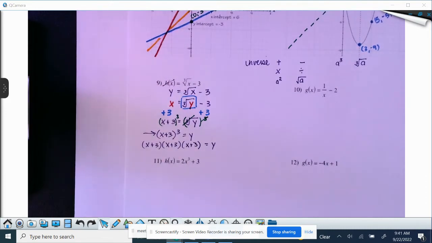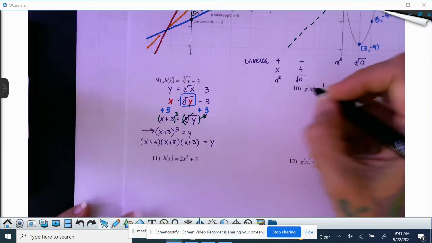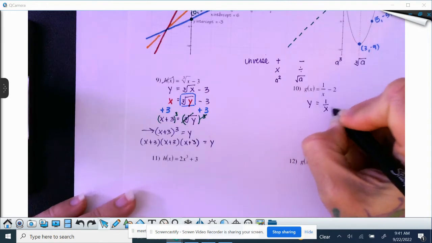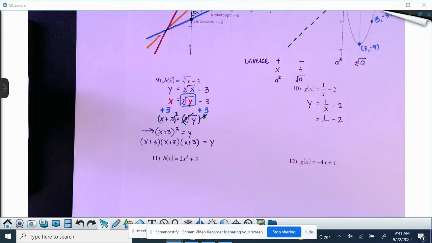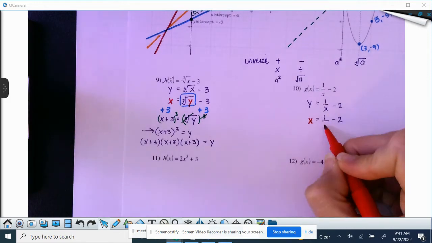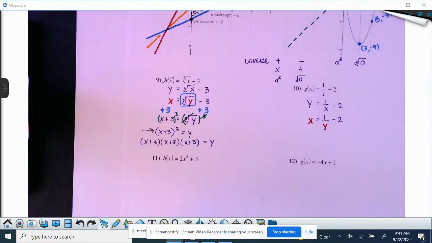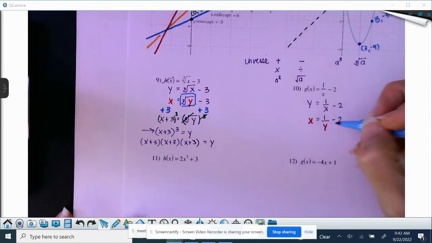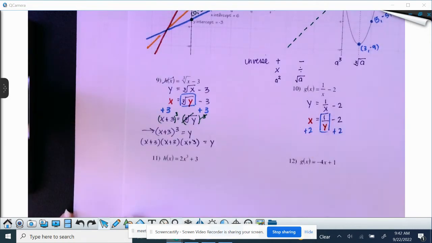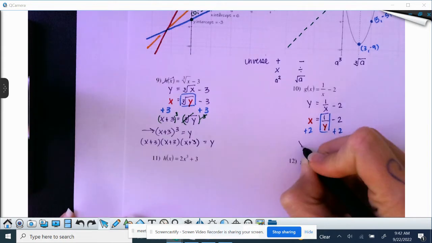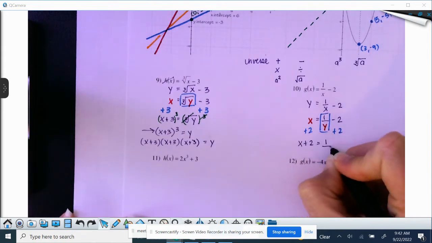So the next one, we do have a fraction, which is why I did that on purpose, because that seems to make people panic as well. So first things first, we're remembering that g of x is y. And then we always flip our x and our y positions. And now we're going to solve for y. So we're going to add 2. So x plus 2 equals 1 over y.